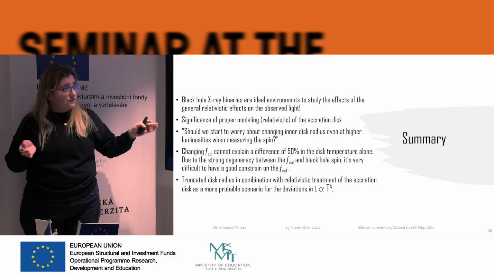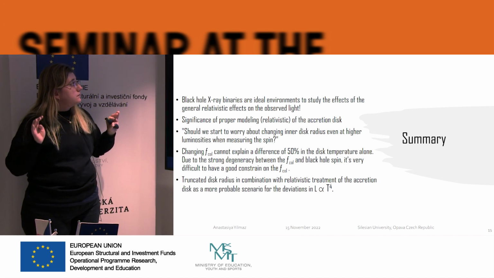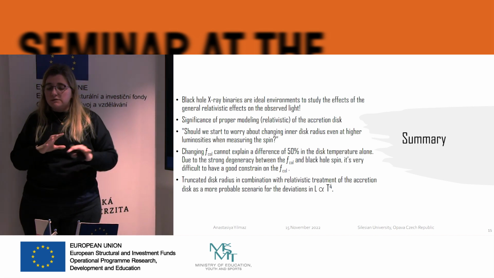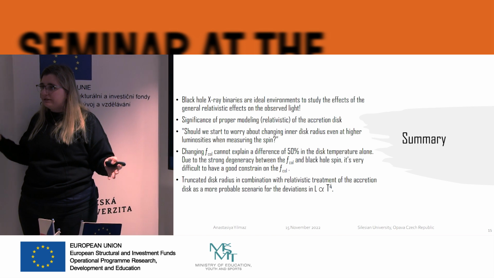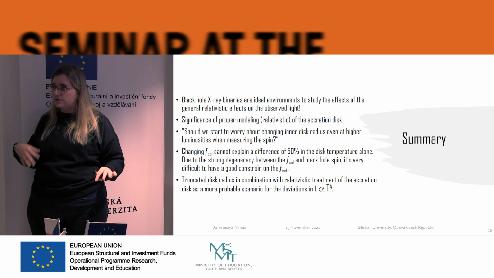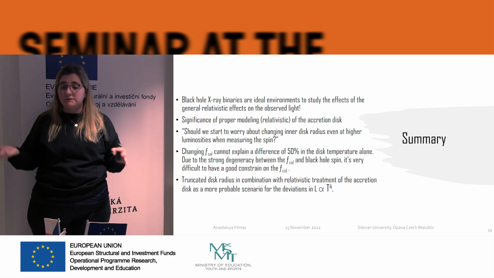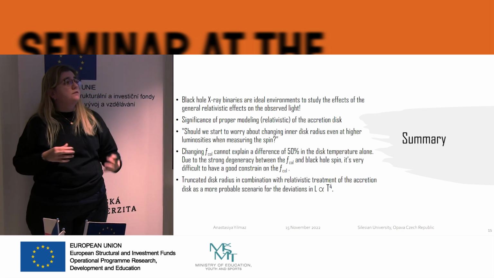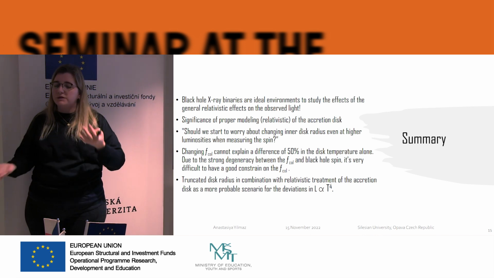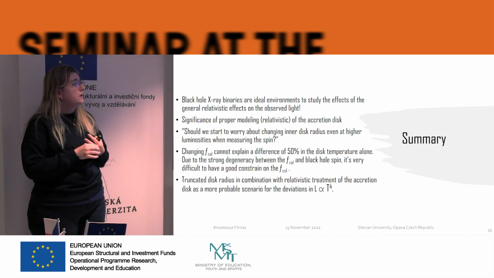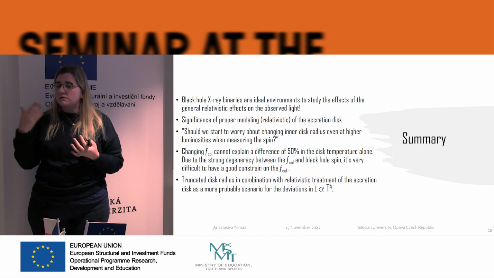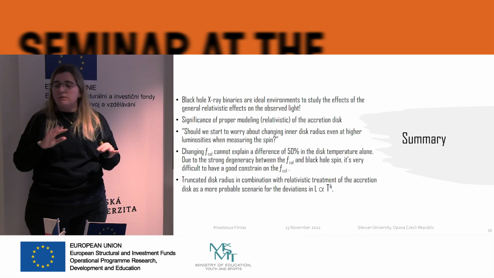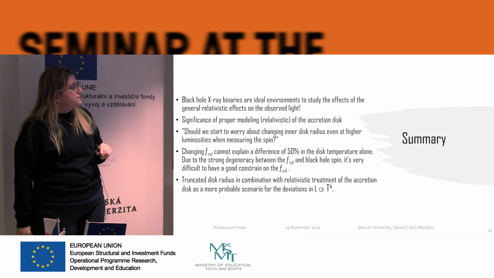Okay, I am coming to the summary. We already know that black hole X-ray binaries are very ideal environments to study the general relativistic effects on the observed light. This is one of the ways to do it, with X-ray spectroscopy. The other option is studying polarimetry. This is not really my job to do.